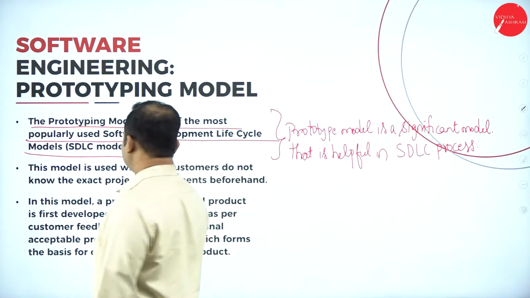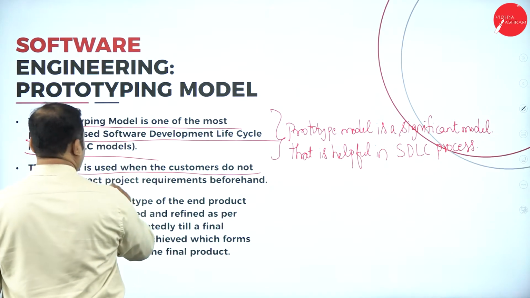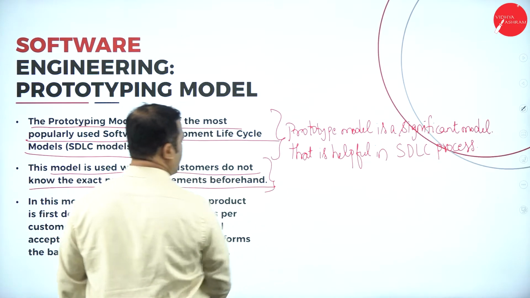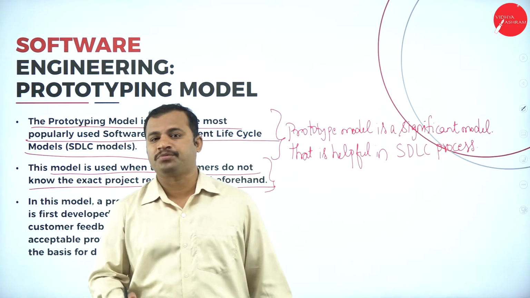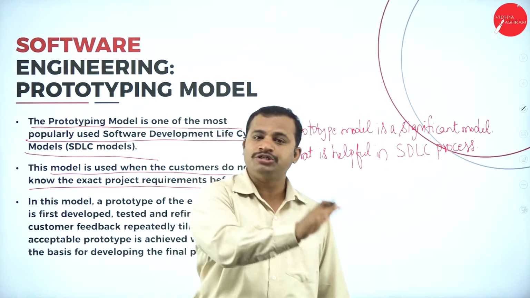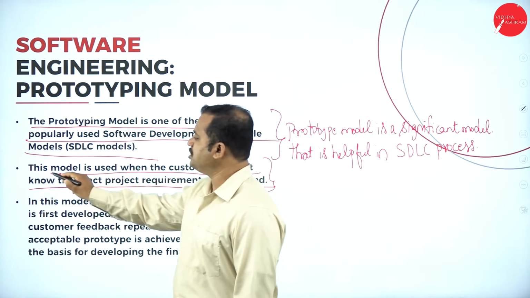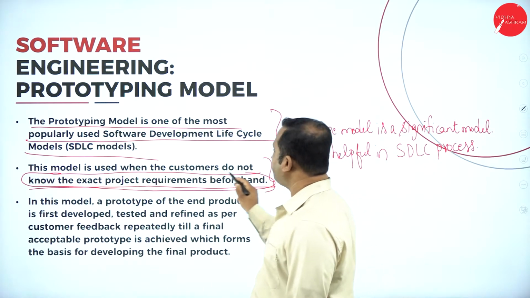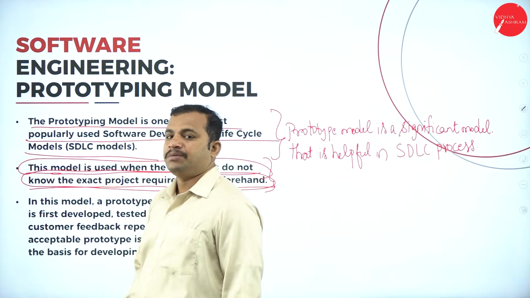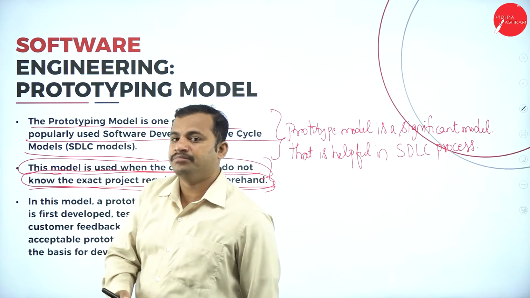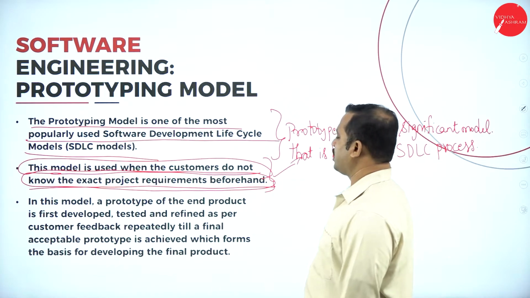This model is used when the customers do not know the exact project requirements beforehand, because they do not know what is to be incorporated and what is not to be incorporated into the actual original model. So in order to collect the information and to give him a practical experience of the product exactly required for him, and to collect some information from him, we will deliver this prototype model.